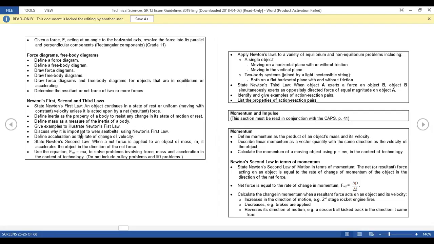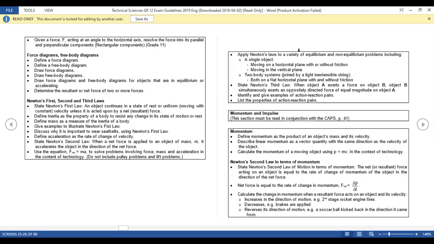Be able to define acceleration. We talked about this. You need to be able to state Newton's second law of motion. Be able to use F net is equal to ma, the Newton's second law equations. But remember, you don't do pulley problems and lift problems. And be able to apply these laws to a variety of questions.